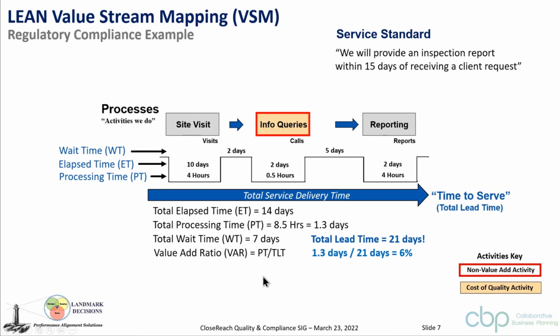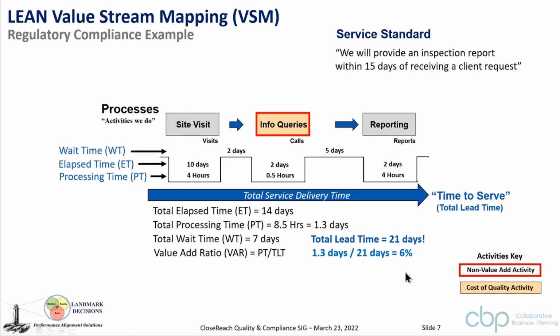So some of the performance metrics that come out of lean value stream mapping are what's called the value added ratio. So that gives you an indication of your processing time, your real hands-on time compared to your total lead time. You know, what percentage is actually being, I'll call it effective. In this case it is 6%. So that's a pretty low number.